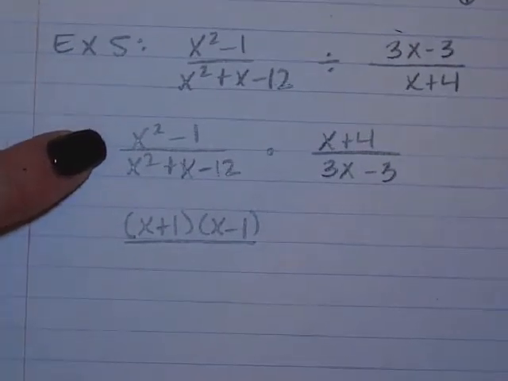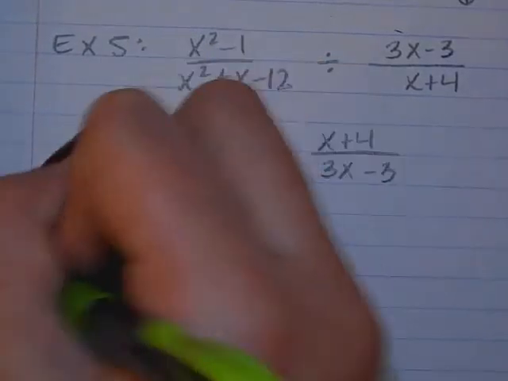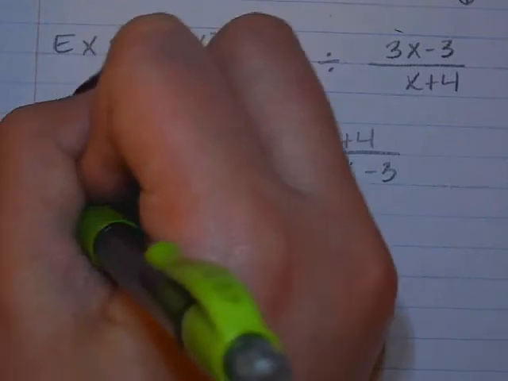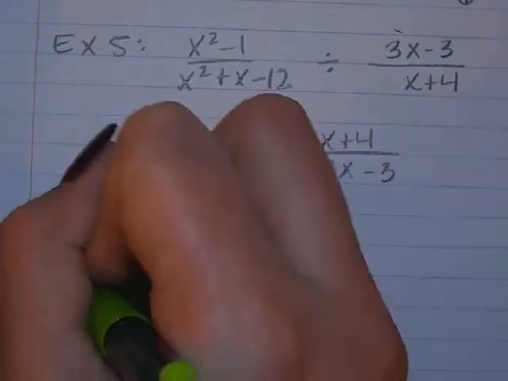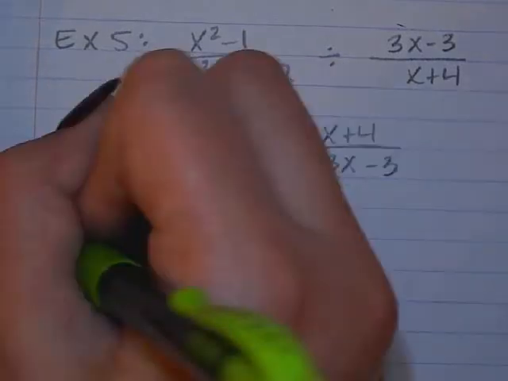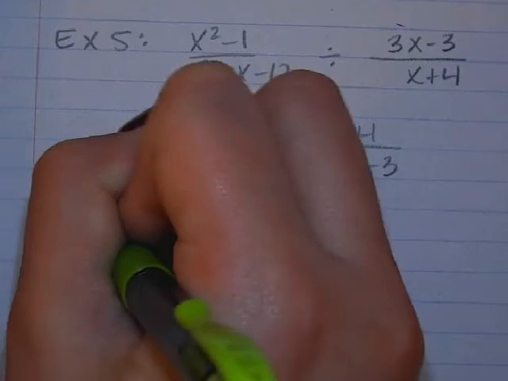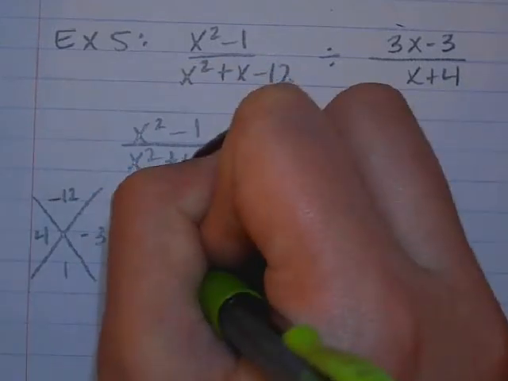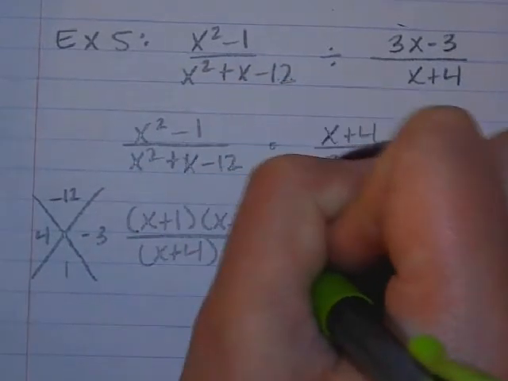What do we do for the bottom? X minus 3, x plus 4. Okay, somebody other than Robbie, tell me what Robbie did. 4, negative 3. Okay. So x plus 4, x minus 3.